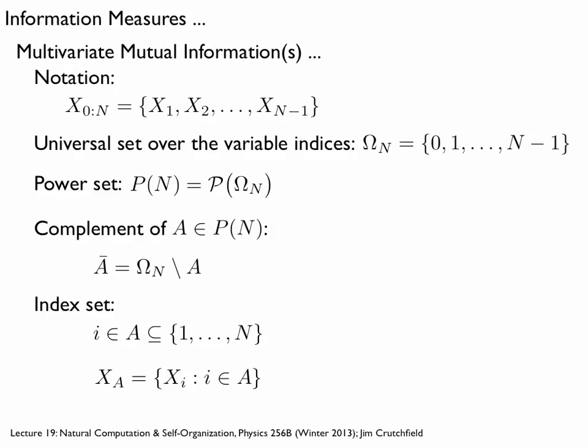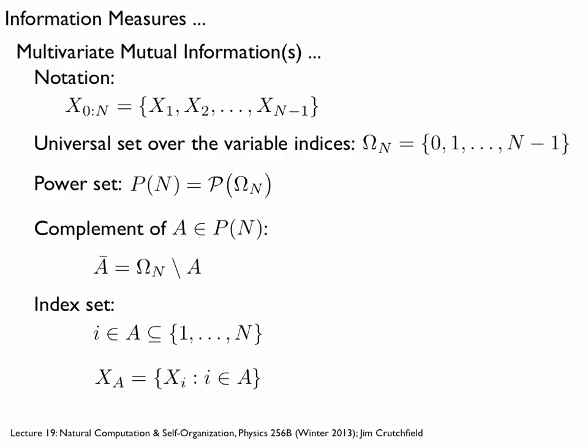If we have a subset in the power set here, the complement is just the universal set minus the original set, so that's what A bar will indicate, just the complement. And then, again, if we have some subset of the index set, we'll have these indices I. A real handy notation, which I probably should have introduced earlier, is that I'll put the index subset as the subscript. So this is a collection of those random variables whose indices are in that index subset. Rather than X1, X2, X3, that could be X sub {1,2}.